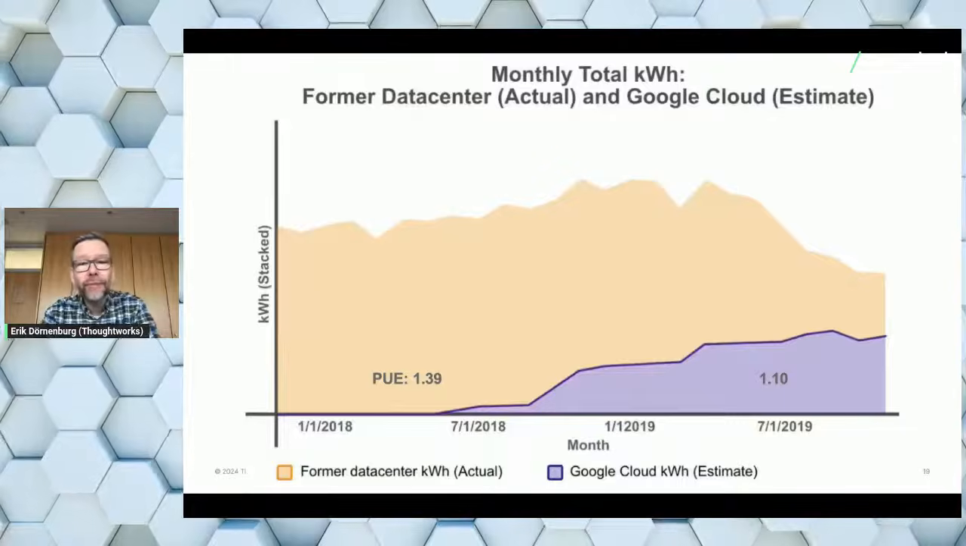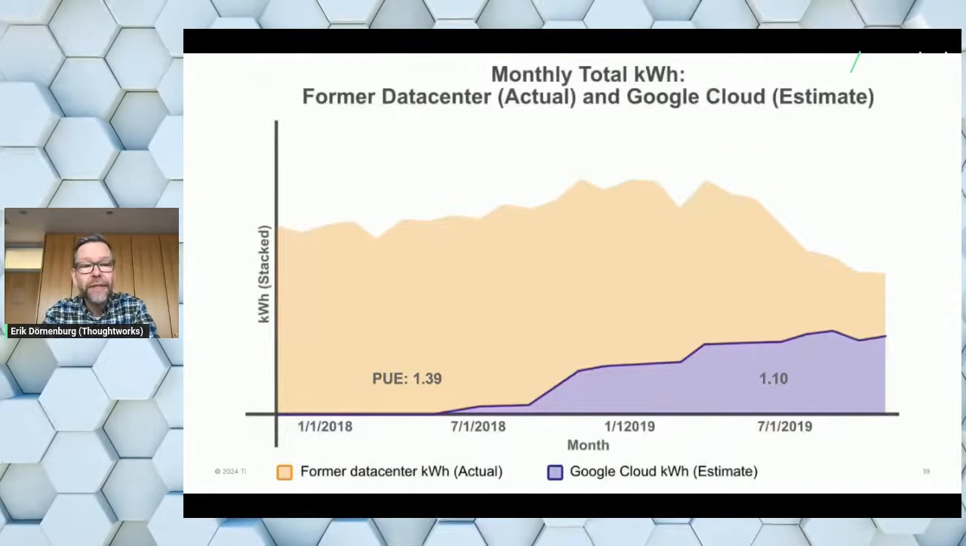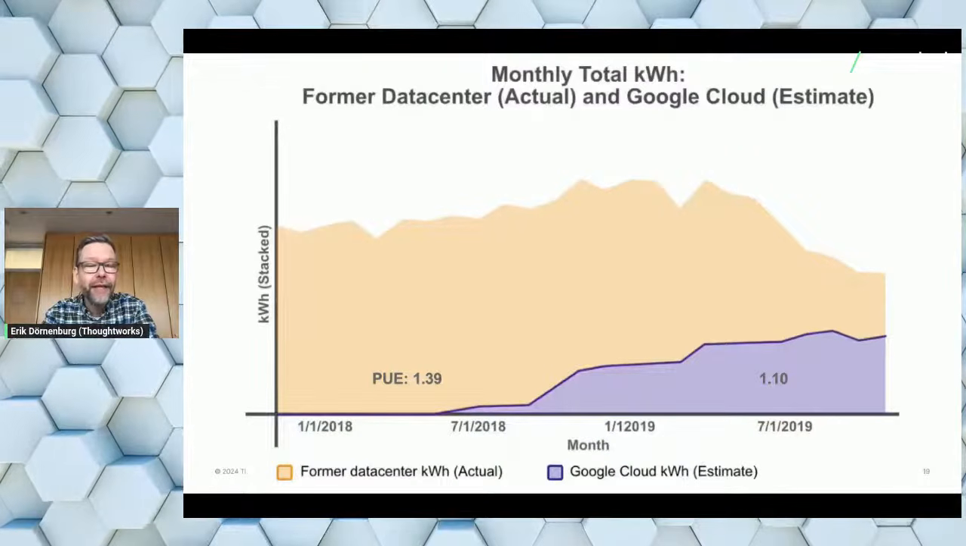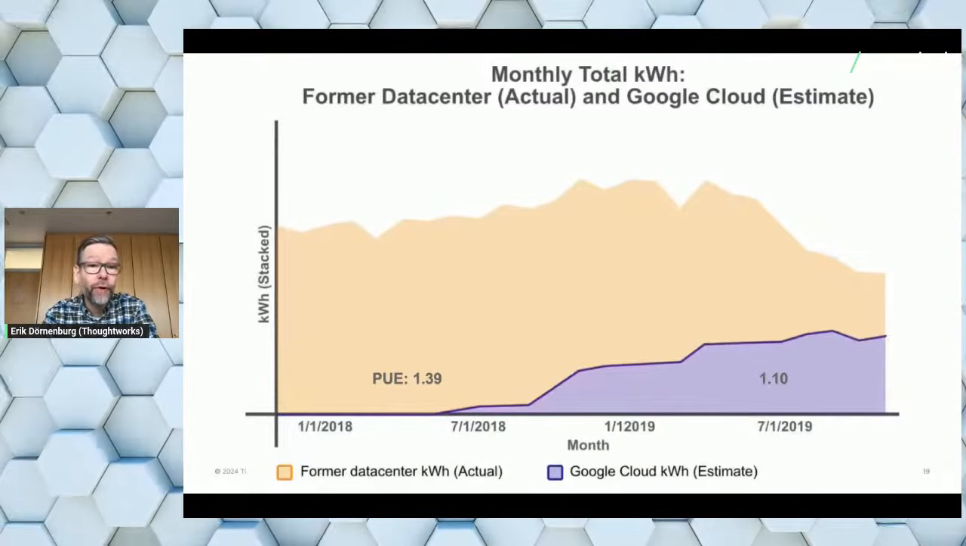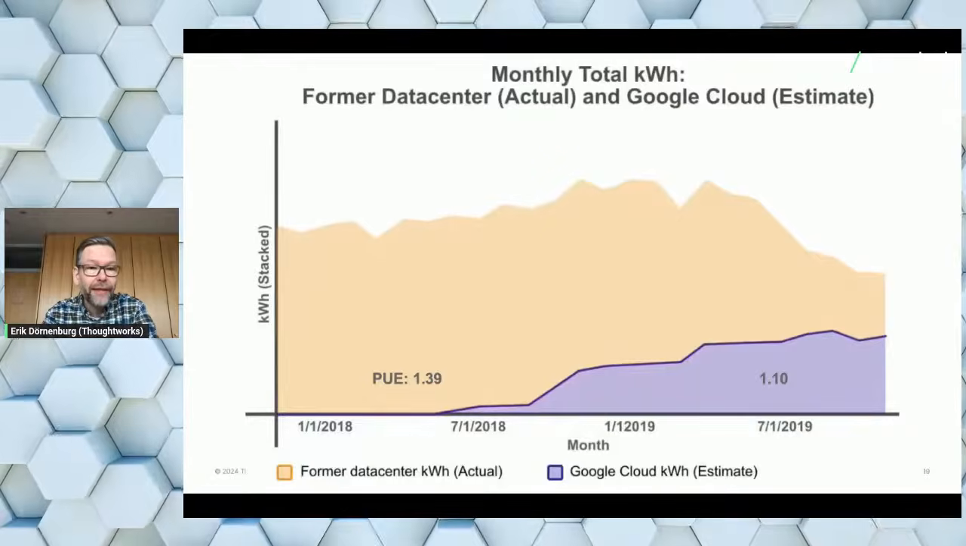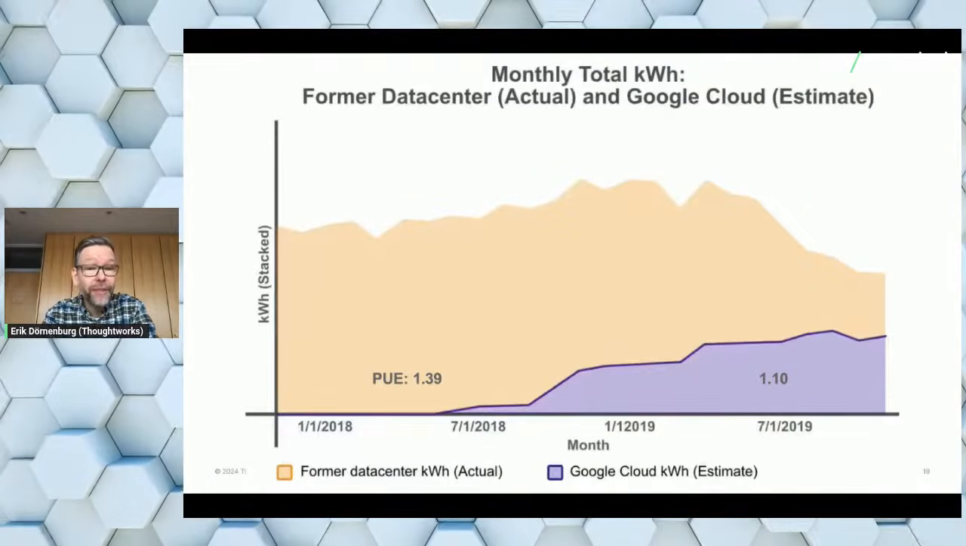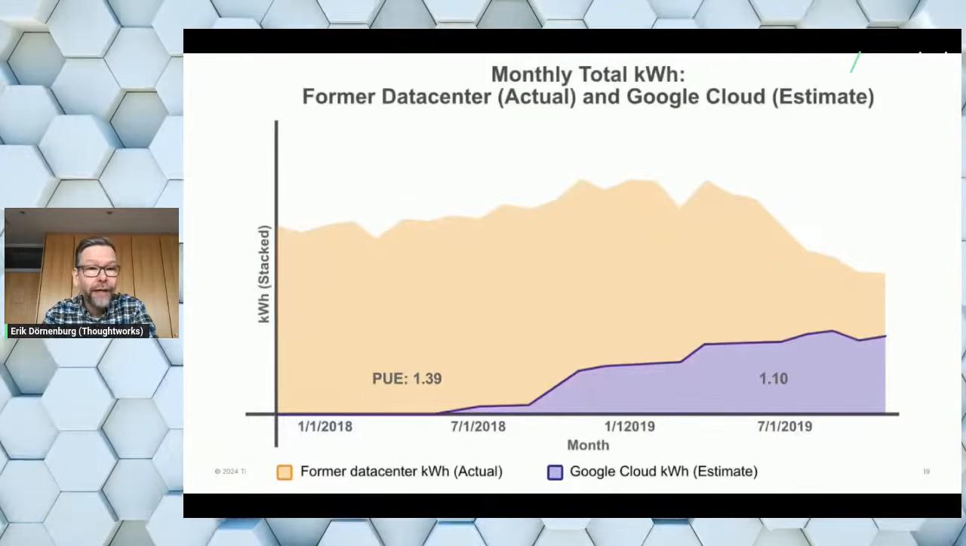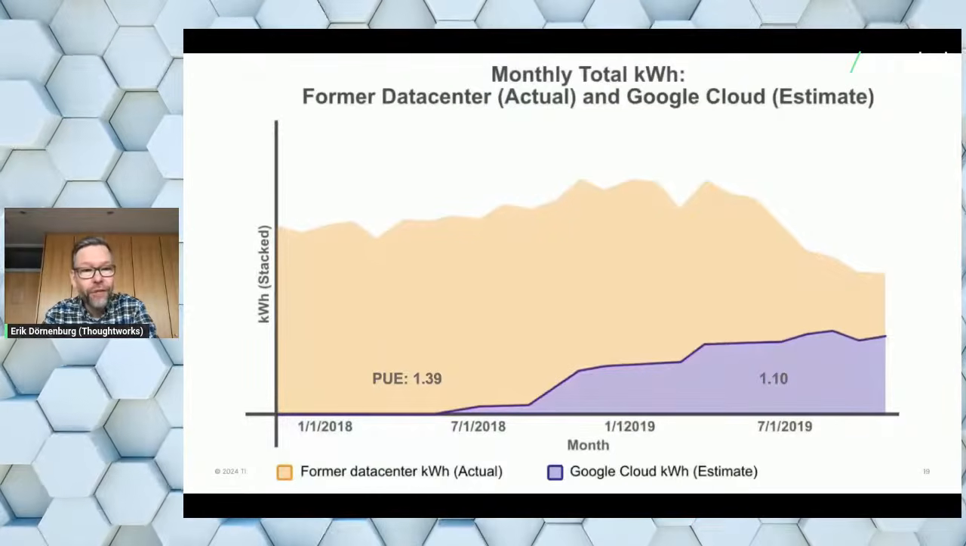On this one, I do want to point out at the bottom, look at the difference in PUE. The PUE in their own data center was almost 1.4, whereas on the GCP, it was 1.1. That's basically a reduction of 20% of the carbon footprint right there, just by having a different, more efficient data center.